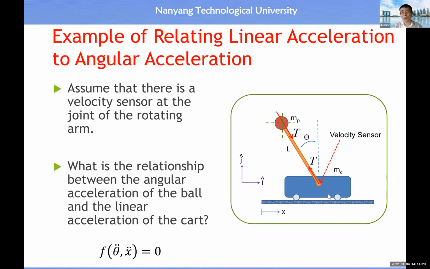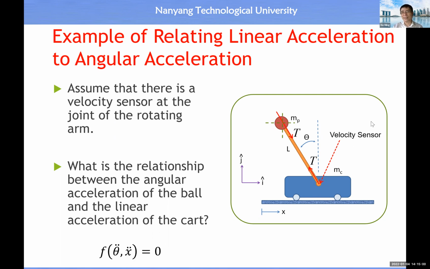Here assume we have a car, or it's like a mobile robot, and on top we have this single degree of freedom robotic arm. You can consider this a robotic arm, one degree of freedom. So it's a single link, and here you have a joint, and here we have a velocity sensor, okay? So we should be able to know what the velocity is, all right?